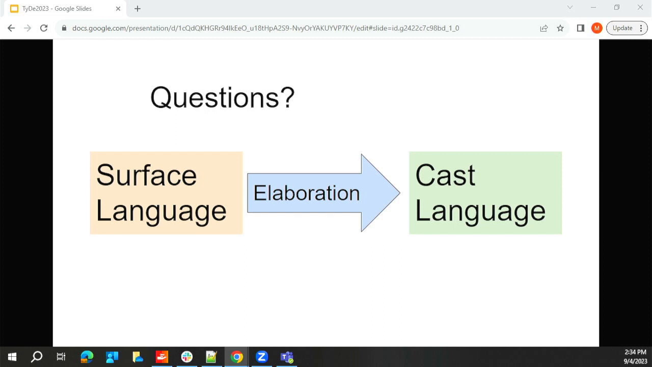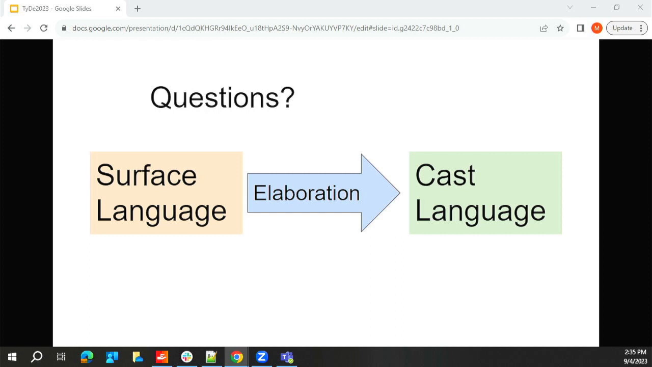Yeah, so I'm really curious about how the elaboration works. In dependently typed languages, generally meta variables are used to fill in implicit parameters and so on. We're not doing that right now.